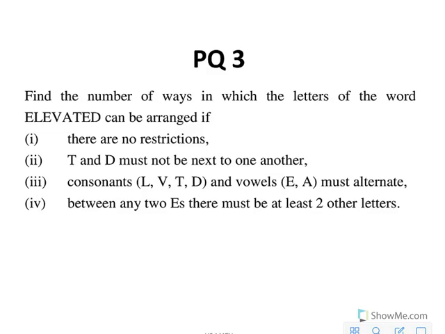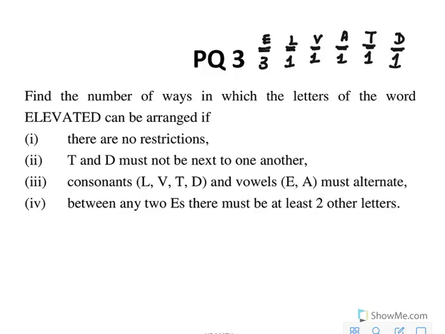There are actually a total of 8 letters. So for the letter E, you have a total of 3 letters. For the letter L, there's 1. For the letter V, there's 1. For the letter A, 1 as well. For the letter T, 1. For the letter D, also 1. So a total of 8 letters.